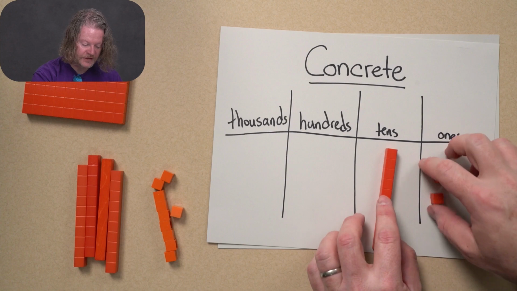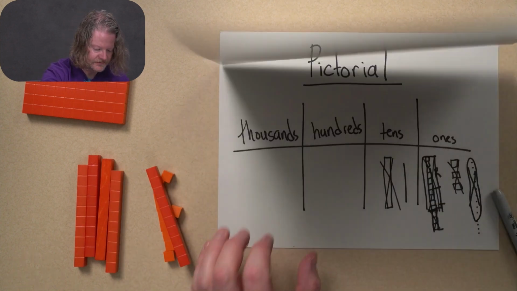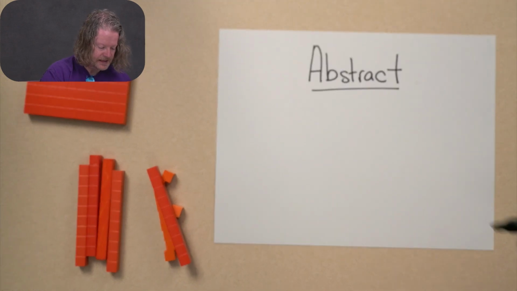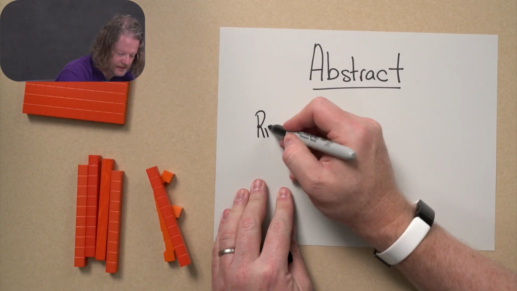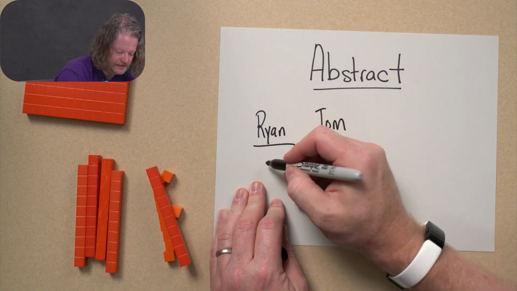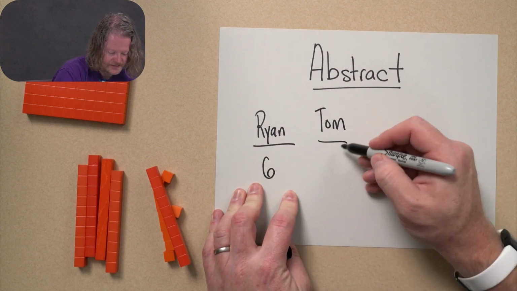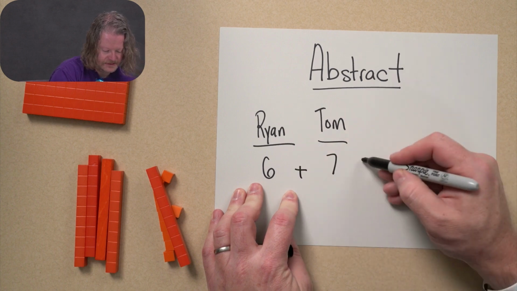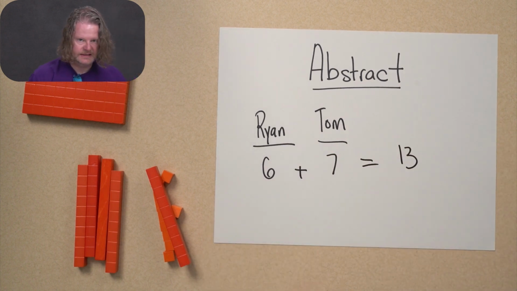Now, if we go to fully abstract for that problem, let's say Ryan, Tom, 6 crayons. Tom had 7. 6 plus 7 equals 13.